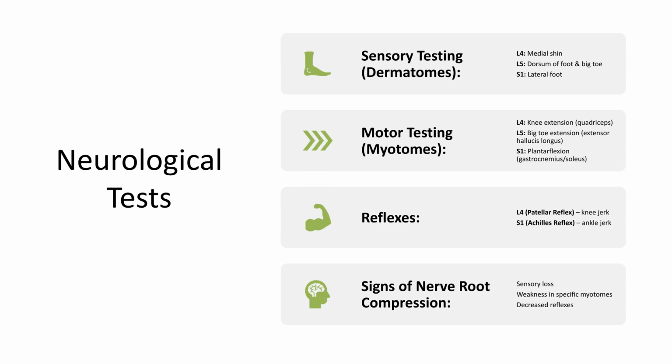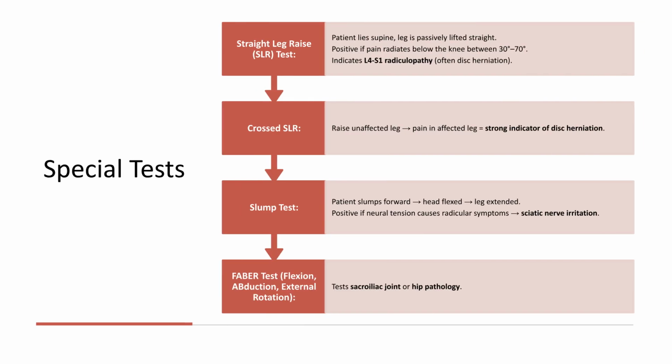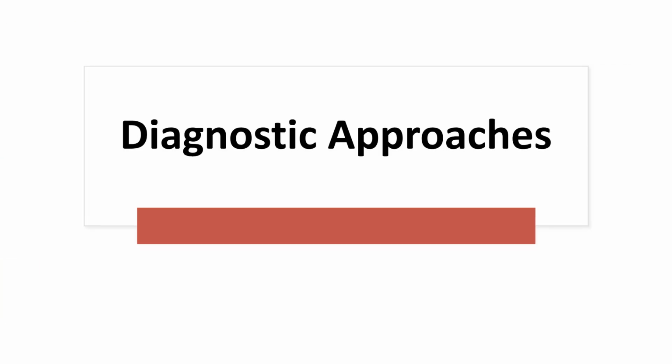Deficits in these areas, such as sensory loss or decreased reflexes, are critical signs of nerve root compression or spinal pathology. Special tests include the straight leg raise, which is positive if pain radiates below the knee, indicating L4-S1 radiculopathy. The slump test and FABER test are also used to assess sciatic nerve irritation and sacroiliac joint or hip pathology, respectively. Our next section focuses on the diagnostic approaches used to evaluate spinal pain.